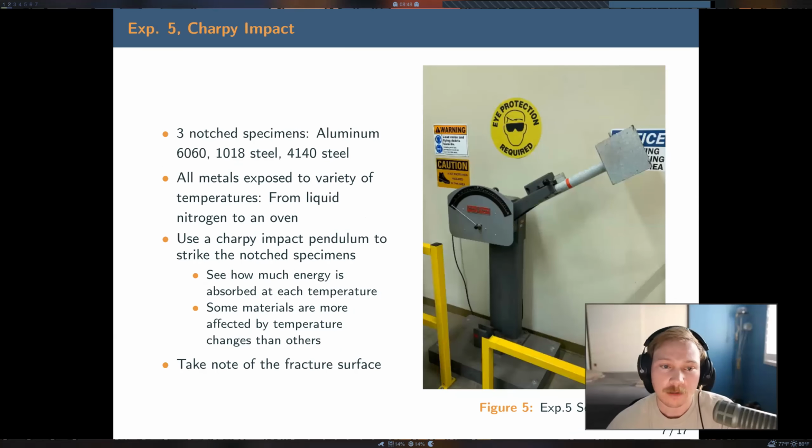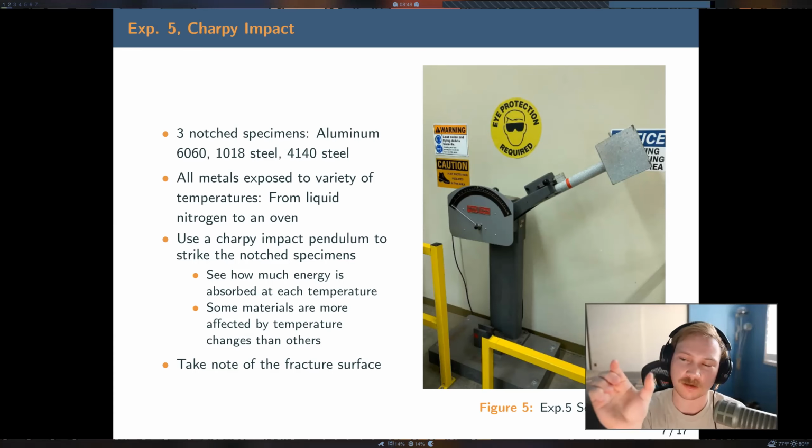Alright, lab 5. This one is pretty fun. It's probably one of the cooler ones in my opinion. It's the Charpy Impact lab. This is our Charpy Impact test station, which is really just a huge pendulum. It's like 60 pounds, I think, so you've got to have some good form to lift this up and not hurt your back.